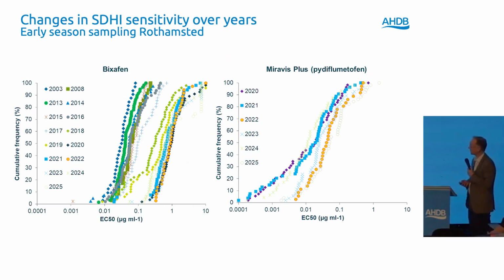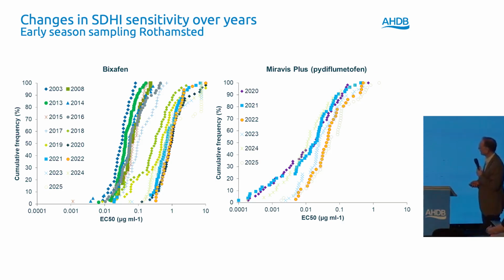We look at the SDHIs, and this is what we see for Bixafen and Miravis. We've actually moved on from looking at Bixafen to including Miravis, because that's the more active of the two. Clearly Bixafen's been out there for some time, and we've seen a gradual selection as more mutations have occurred for greater insensitivity to Bixafen over a period of time, to the point where you can see a bit of a collection on the right-hand side of the left-hand chart that accounts for about 20 or 30% of the isolates that are really quite insensitive to Bixafen.